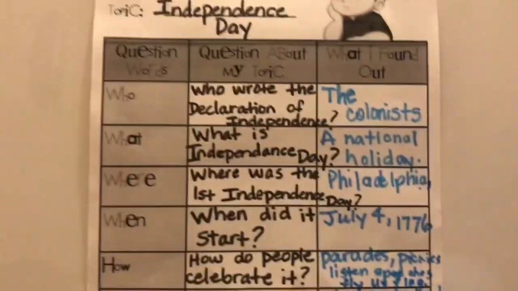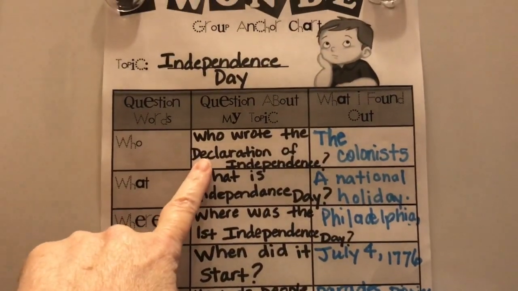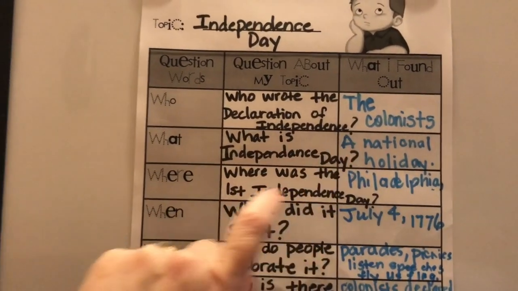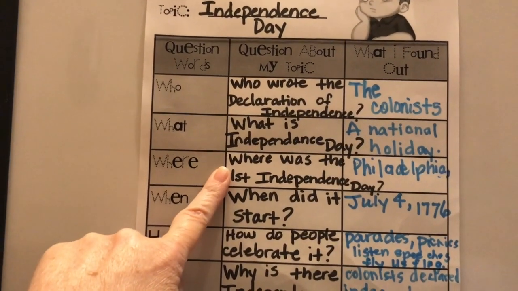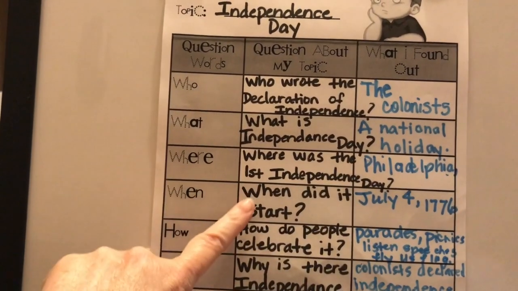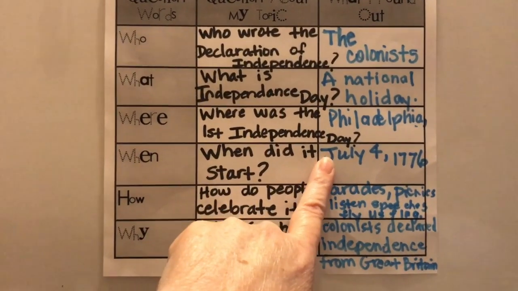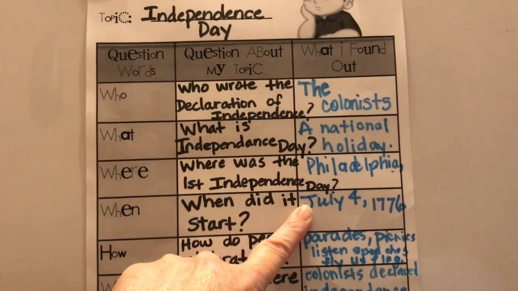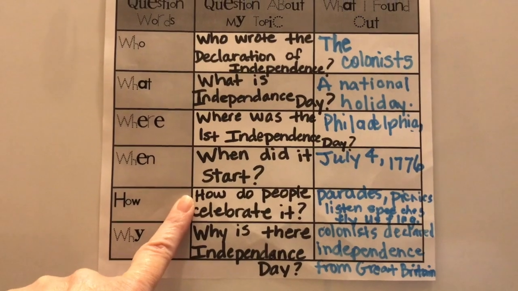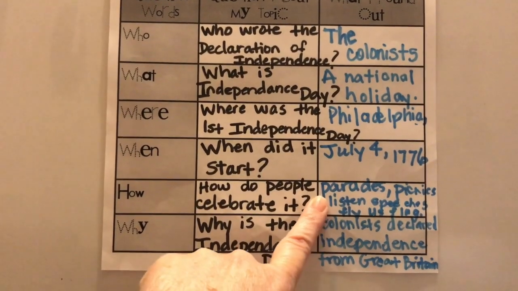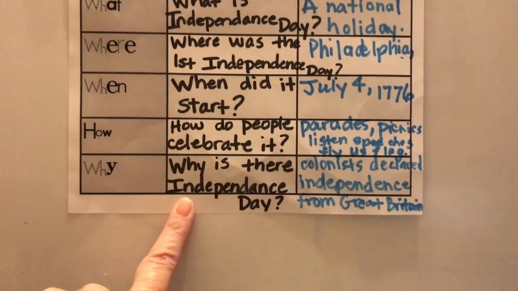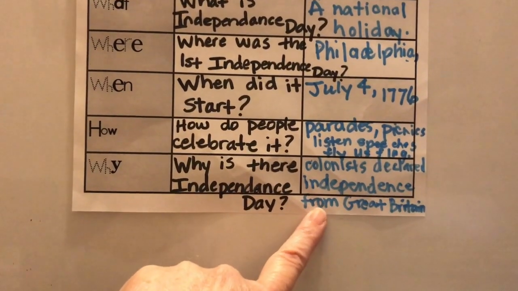Excellent. Good job. So, who wrote the Declaration of Independence? The colonists. What is Independence Day? It is a national holiday. Where was the first Independence Day? In Philadelphia, which is a city in the state of Pennsylvania. When did it start? July 4th, 1776. That's when they wrote the Declaration of Independence. How do people celebrate? Parades, picnics, listening to speeches. They fly the U.S. flag. Why is there Independence Day? Because the colonists declared their independence from Great Britain.